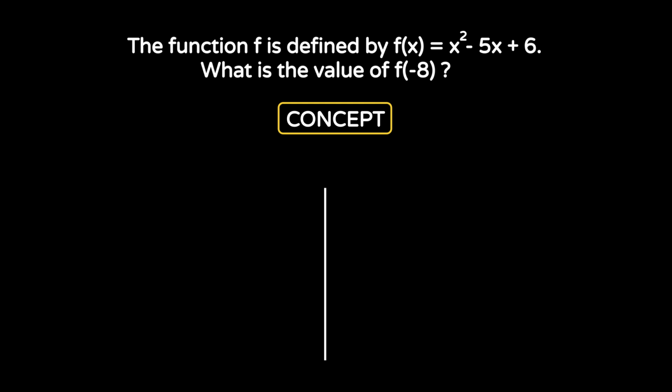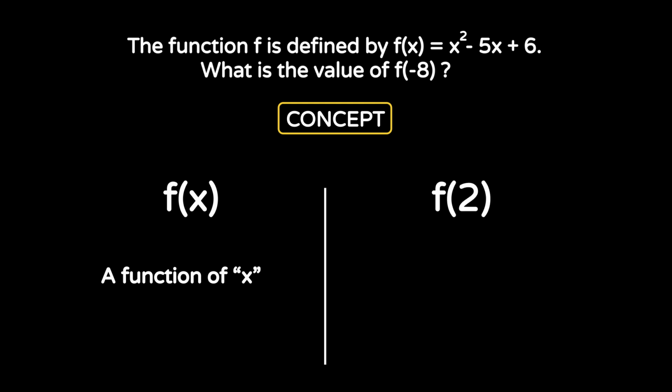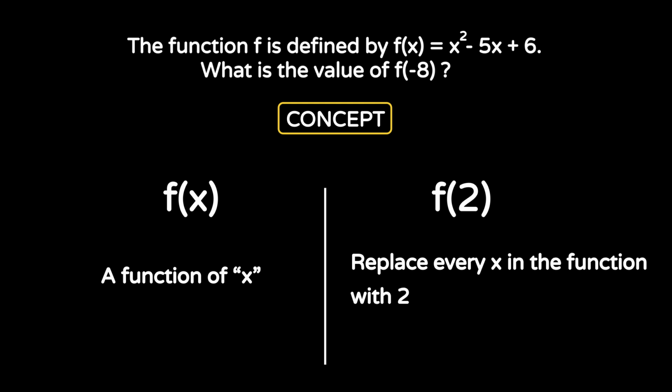Now, functions are often written using the symbol f of x. This simply means a function of x. So when you see something like f of 2, it means replace every x in the function with 2.